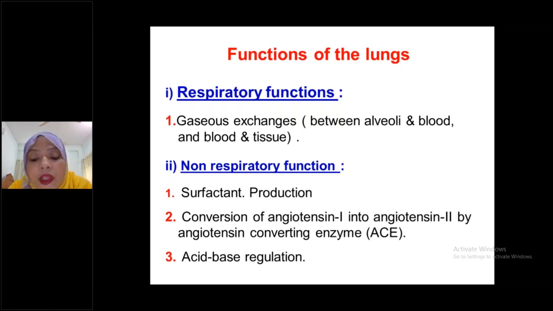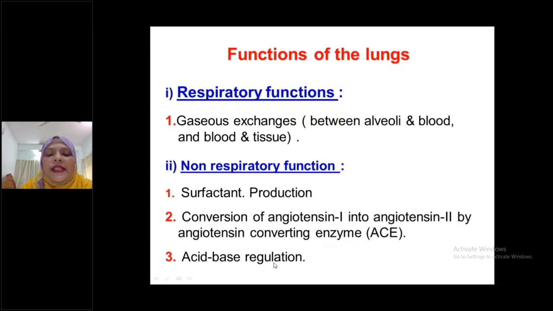In cardiovascular physiology, you have already studied how angiotensin 2 causes blood pressure regulation. So, one of the non-respiratory functions of the lung is conversion of angiotensin 1 into angiotensin 2 by angiotensin converting enzyme. This enzyme comes from the pulmonary capillary endothelium of the lungs.